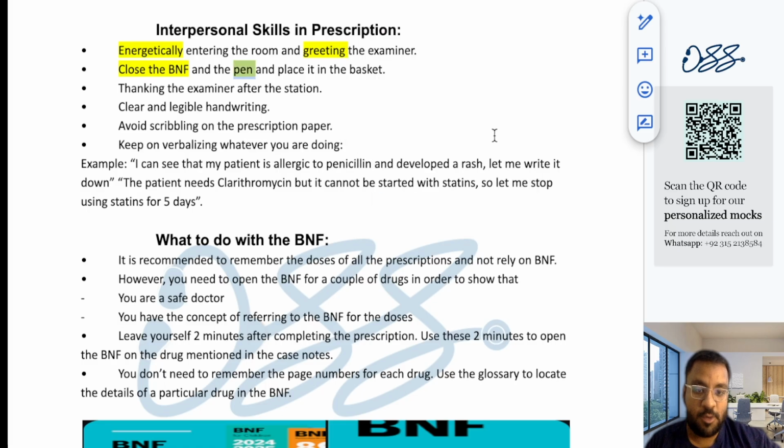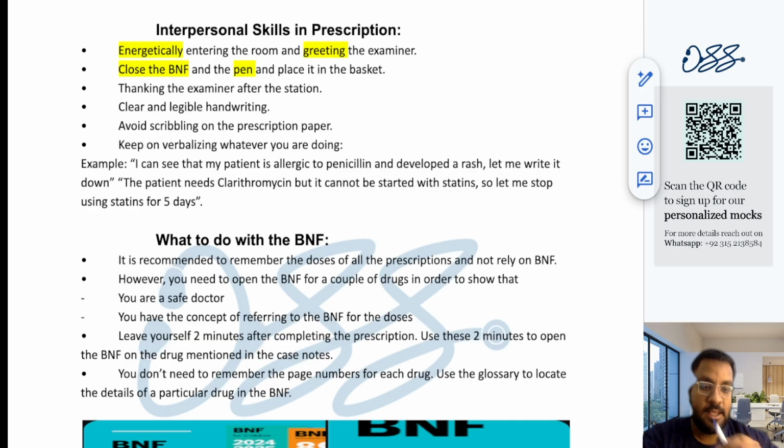A lot of people use the pen and just leave the lid of the pen open, like this, and just drop the pen. Close it properly and then keep it wherever it was placed initially. You need to show that you are disciplined enough. Don't just leave the BNF open, lying on the table. Close the BNF and place it in the same basket that it was in before. Really important. Number three, you need to thank the examiner after the session. After you're done, don't just hand over the prescription paper and go away. Just say, thank you examiner.